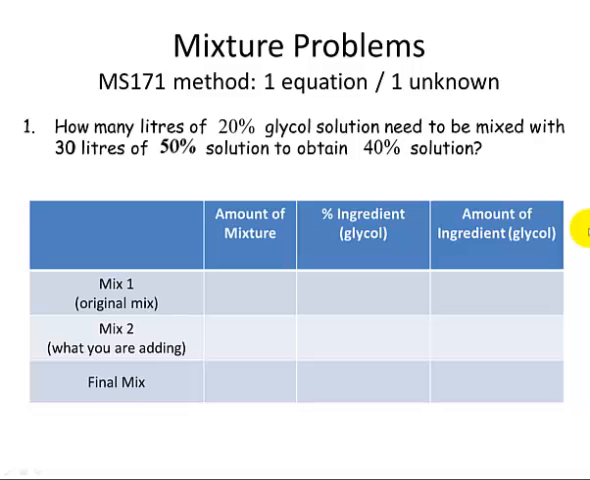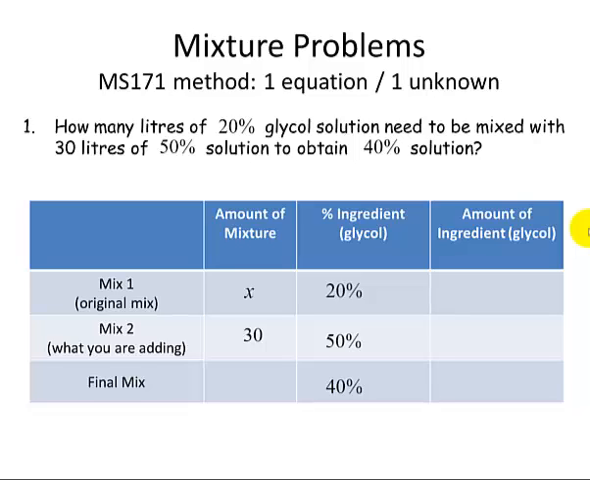So let's populate our table with the given information. We have a 20% glycol mix. That's what we're going to call our mixture 1. We want to add a 50% glycol mix to that. So that's our mixture 2. And we ultimately want to obtain a 40% final solution. So there's our concentration for our final solution. We're then going to look at the different amounts of our mixtures. We're given one value, 30 liters, and we know that that's 30 liters of the 50% solution. And we want to know how many liters of the 20% solution are needed.